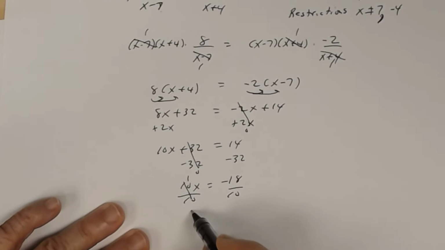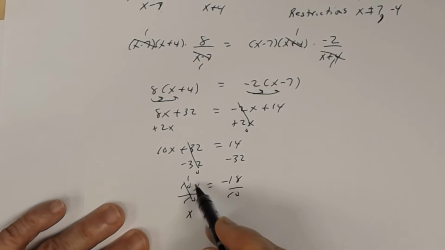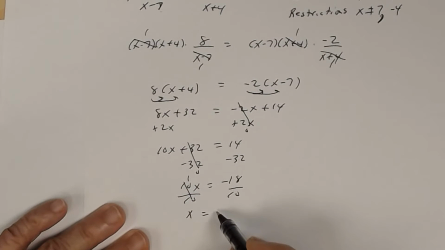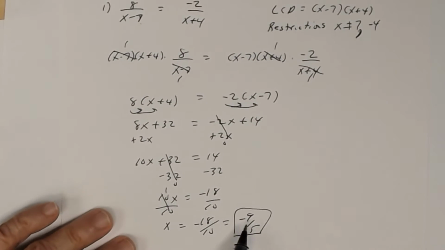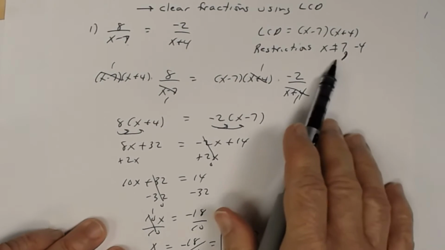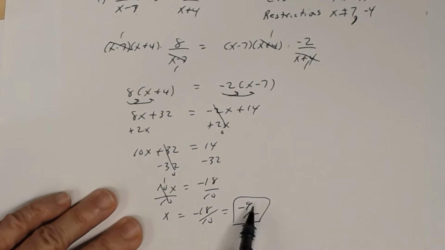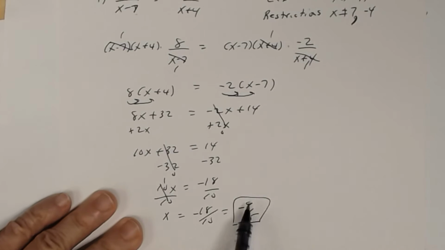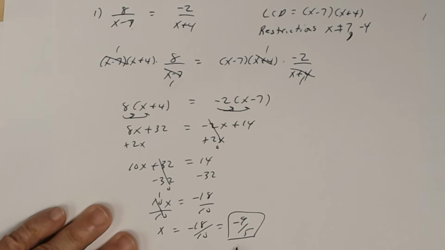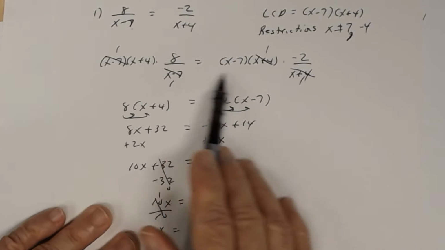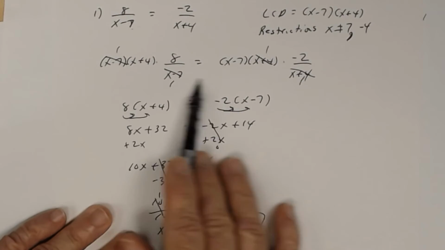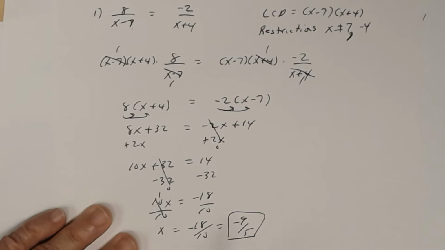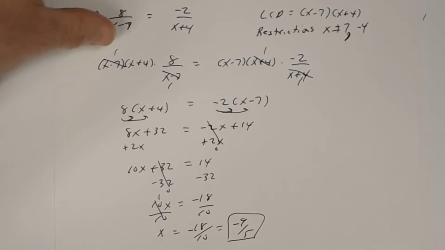And then reduce, I get x, 10 divided by 10 is 1, 1 times x is x, so I get x to be negative 18 tenths, which equals a negative 9 fifths. So that's your solution. And notice though, before I circle it, I better make sure it's not one of those restrictions, and it's not. So this is not an extraneous solution because it's not one of my restrictions. So all of these equations are equivalent, and the solution to all of these, even the original, is negative 9 fifths. All right, so that's number one.